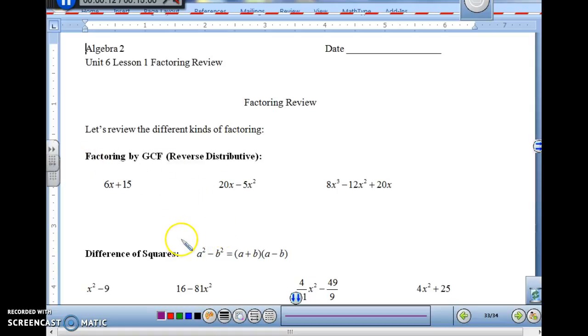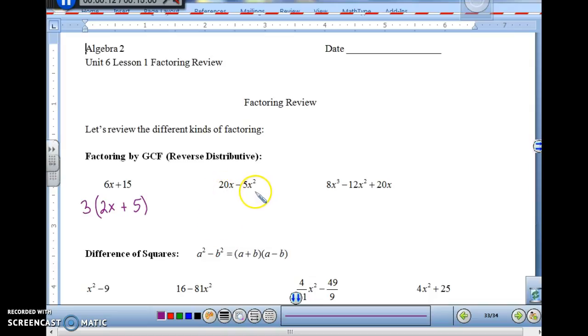First one is factoring by GCF, or reverse distributive. You take out the greatest common factor that you can find, divide it out, and then write it as a product. So, 6x plus 15. Your GCF will be 3. Divided out, 6x divided by 3 is 2x. 15 divided by 3 is 5. So it looks like the distributive law when you're done. You could always remultiply to see if it's the same. 3 times 2x is 6x. 3 times 5 is 15.